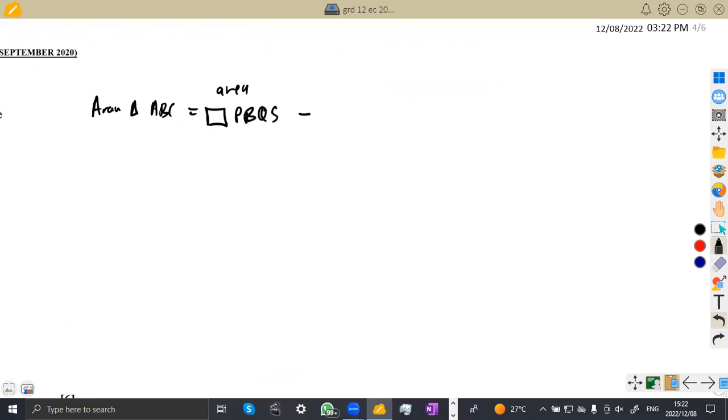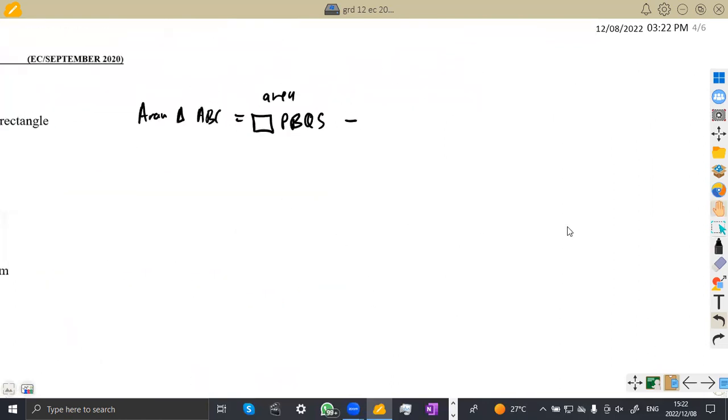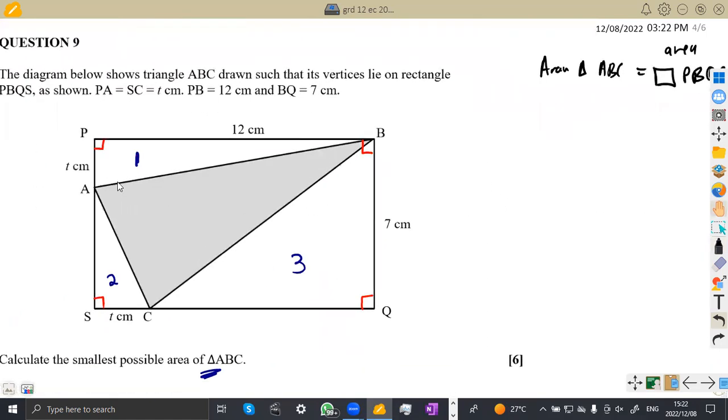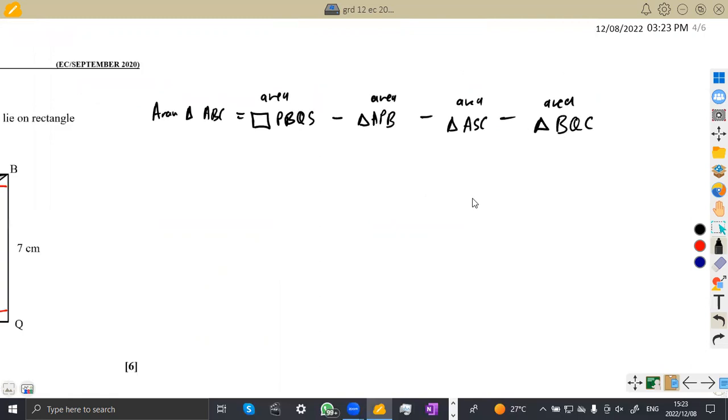Then we subtract the area of the triangles. So we're going to subtract the area of triangle APB, minus the area of triangle ASC, minus the area of the remaining triangle, which was BQC. So if we subtract these triangles from the rectangle, we remain with triangle ABC. So what can we do? We definitely need everything.